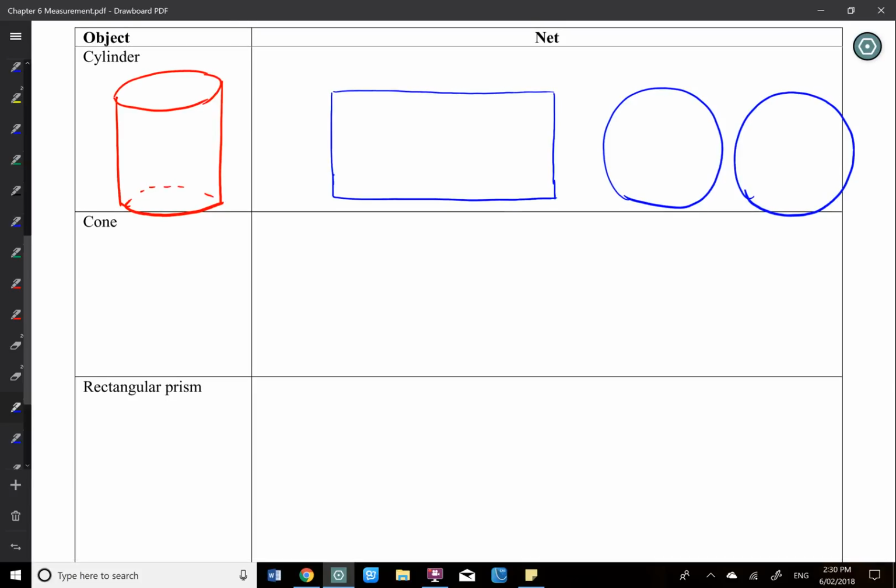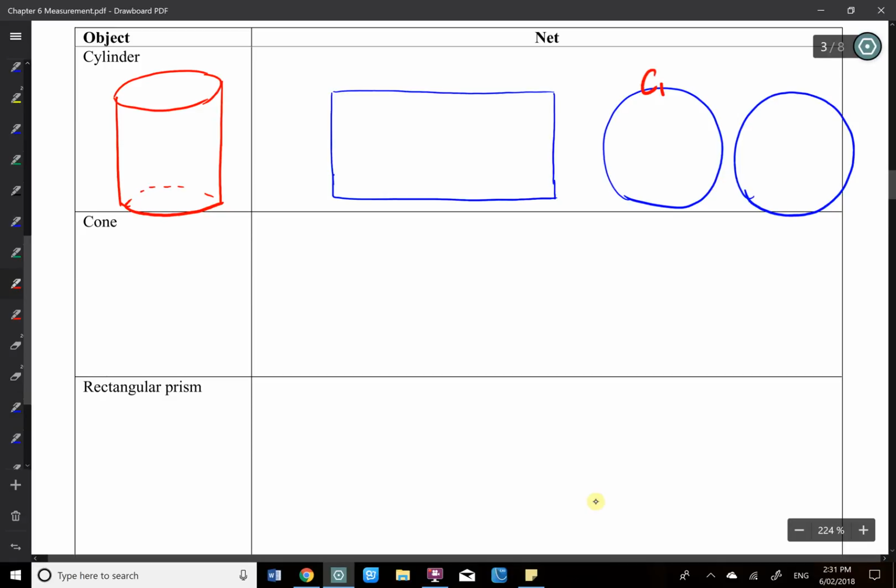The circumference of the circle must be the same as this length, because if you use a rectangle to make a cylinder, that is the circle's circumference. When you expand it, that is still the circumference. So the circumference C of the circle must be the same as that line.